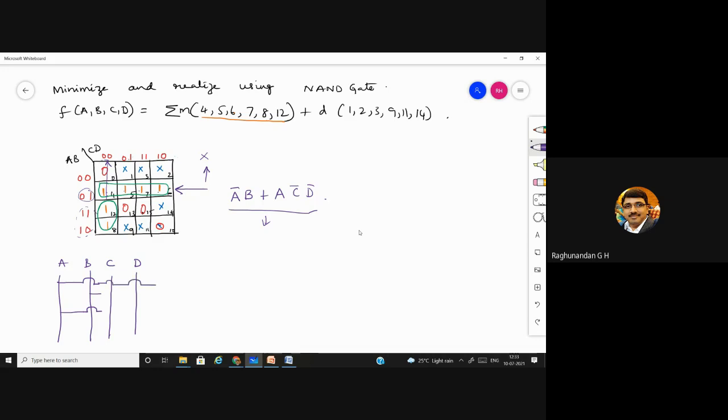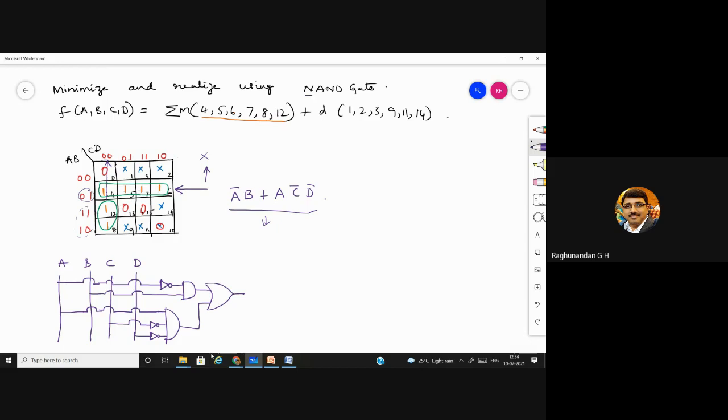A bar, then B, this is AND gate, and A, C bar, D bar. These three form one AND gate. So finally, when you combine them, we are going to use an OR gate.